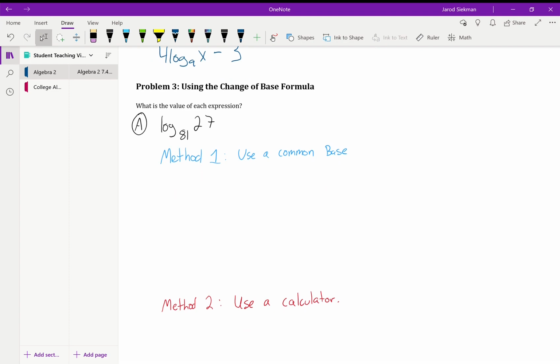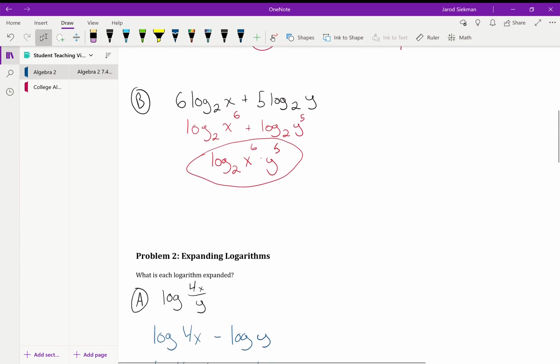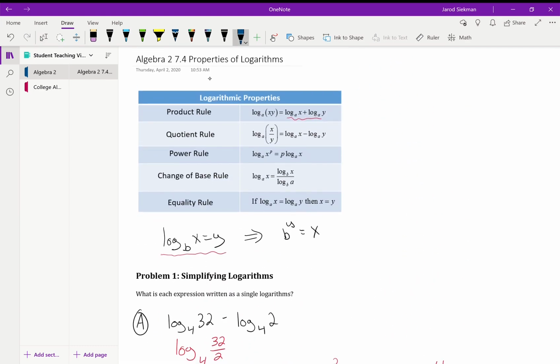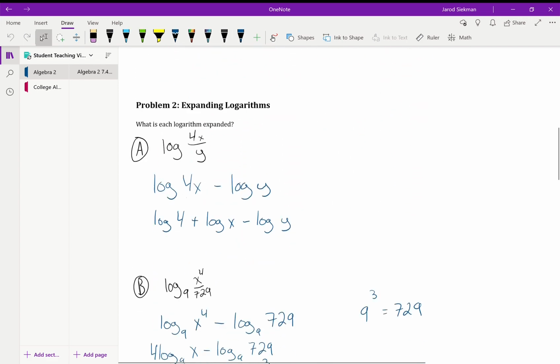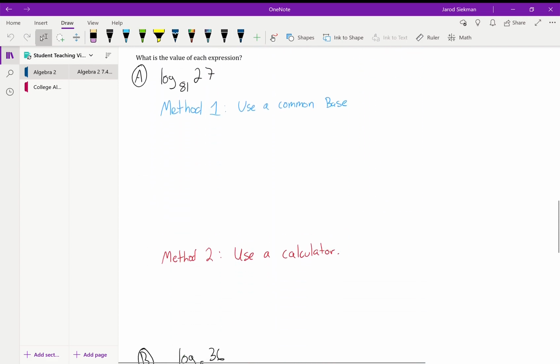One more type of problem we're going to look at is using the change of base formula. So as a reminder, I'll scroll back up here, and we look at change of base rule. If we have a logarithm base a of x, that will equal the logarithm base b of x, a different base, divided by logarithm base b of a, which was your original base. And there are a couple methods that we can use to solve this. First, we can find a common base that the two numbers share, so we can get whole numbers and divide them. The second method is just to use a calculator.